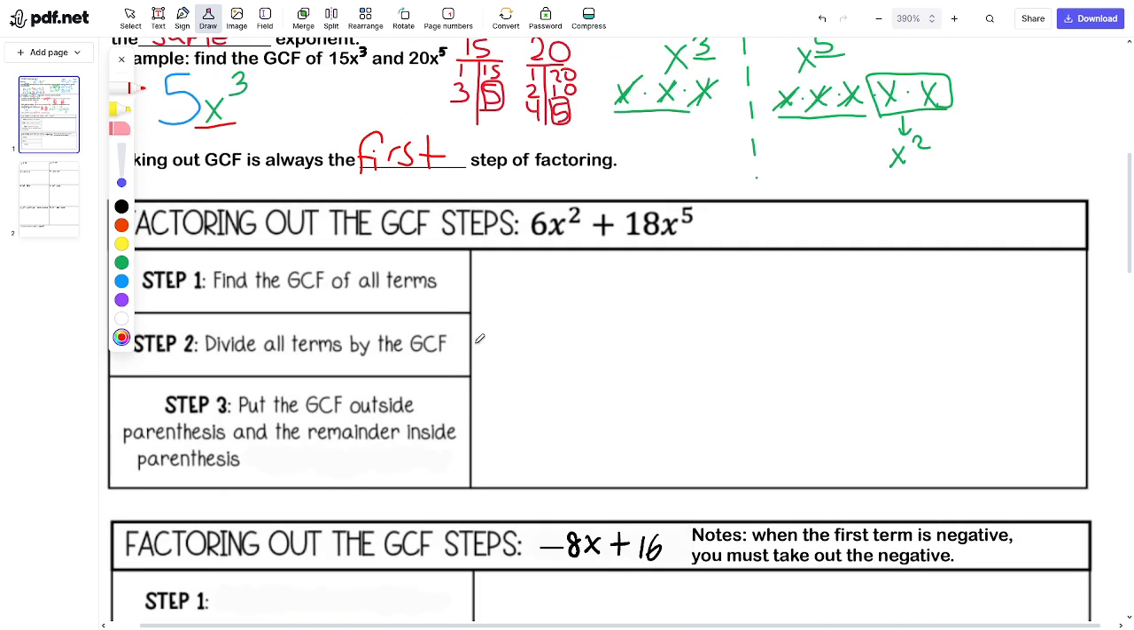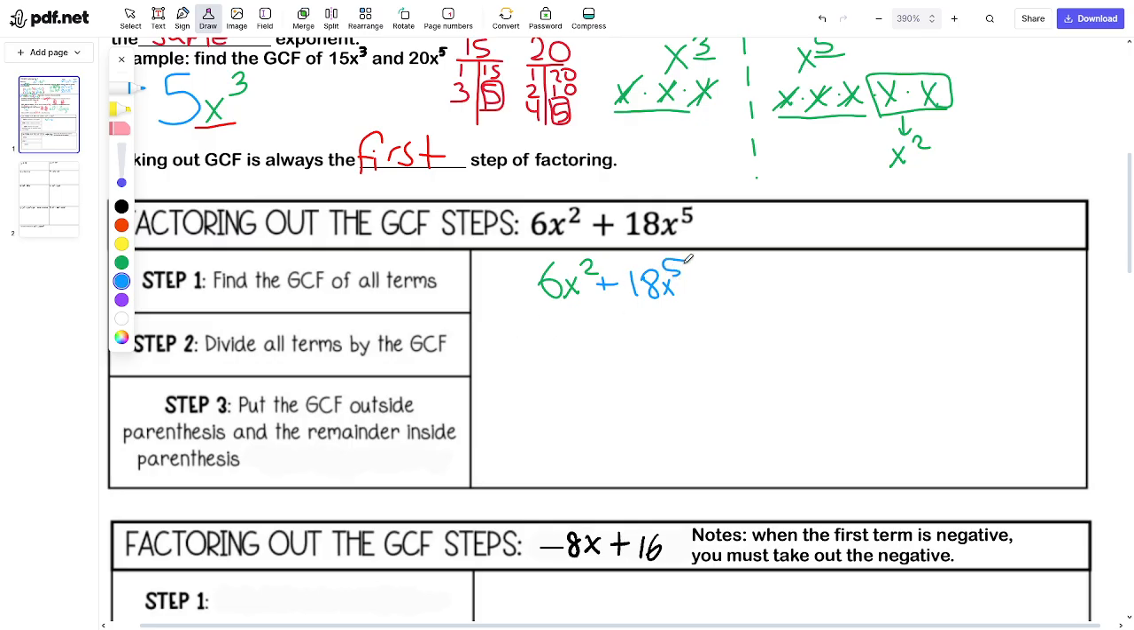All right, let's try out example 1 together. Factoring out the GCF of 6x squared plus 18x to the 5th power. The point of factoring is that we're going to be factoring out these terms from polynomials. We know what polynomials are, we know what terms are, so let's get started. Step 1, find the GCF of all terms. So we are going to write this as 6x squared plus 18x to the 5th.